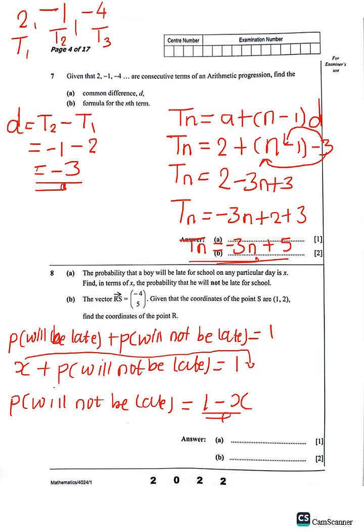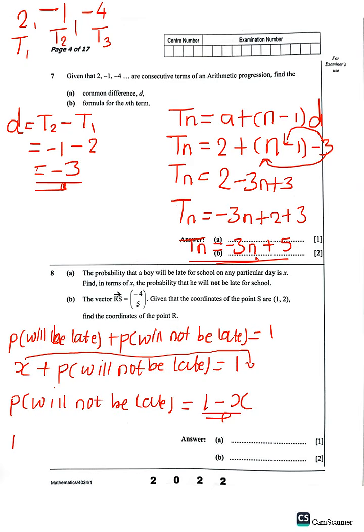Now let's look at question B. The vector RS is -4 and 5, given that the coordinates of the point S are 1 and 2, find the coordinates of the point R. So -4 and 5, these are the components for the RS, the combination of RS. Now from that RS, the coordinates from that are 1 and 2. So how can we find the R? What we are going to do is subtract 1 and 2 from the combination of R and S, then we have R.